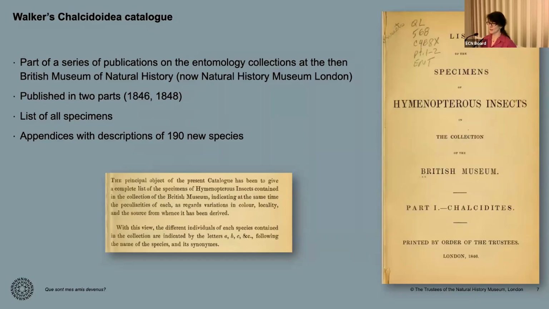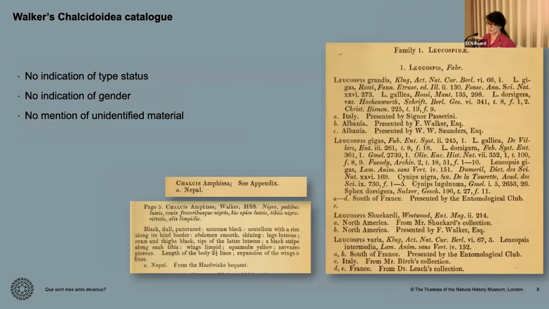So this was part of a series of publications that Walker was contracted to write by the museum. But this part, the chalcidoid part, which was published first, he apparently did it for free, just out of love for chalcidoids. And it purports to contain an exhaustive list of all the specimens in the collection at the time, and also has the appendices with descriptions of new species.